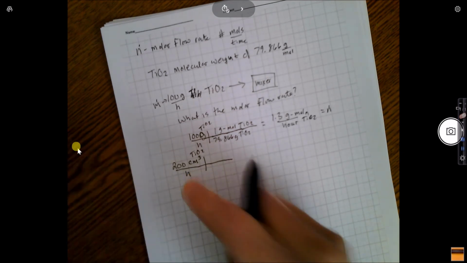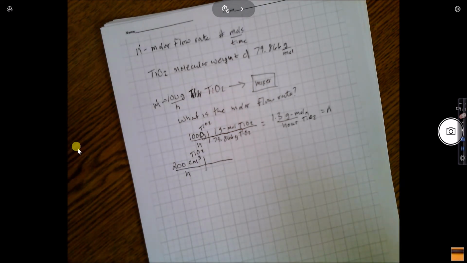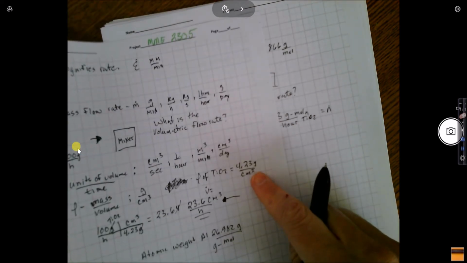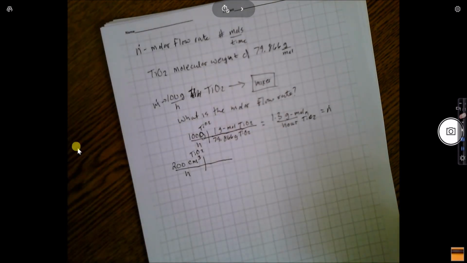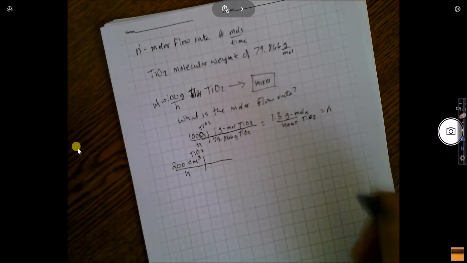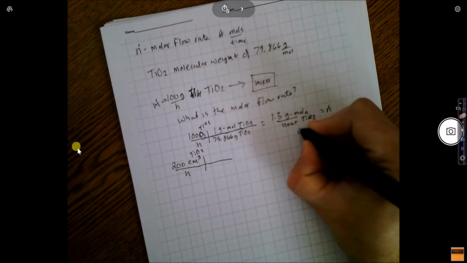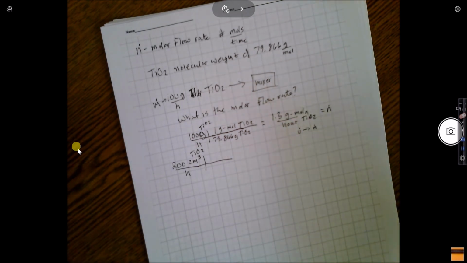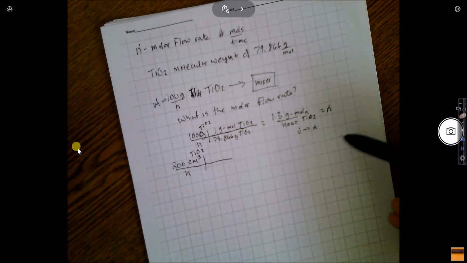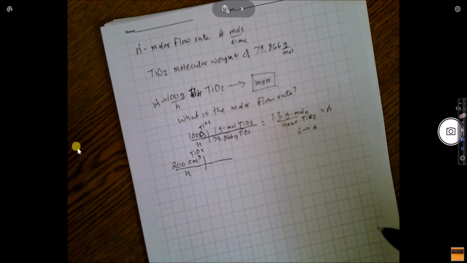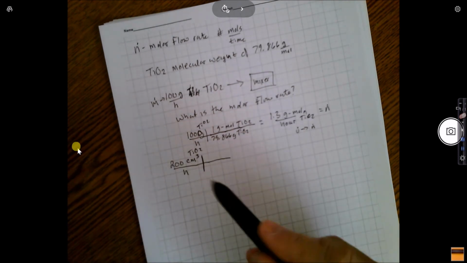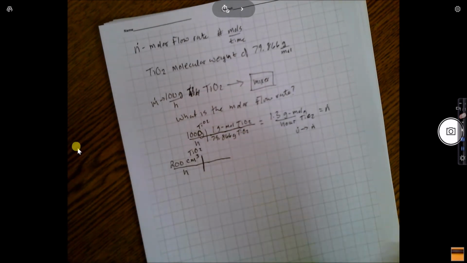Okay, so we said on our mass flow rate problem that the density of TiO2 was 4.23 grams per centimeter cubed. And if we're trying to get from a volumetric flow rate to a molar flow rate, so from volume per time to moles per time, there's one in-between step we have to make. So first we have to go from volume to mass, and then from mass to moles.